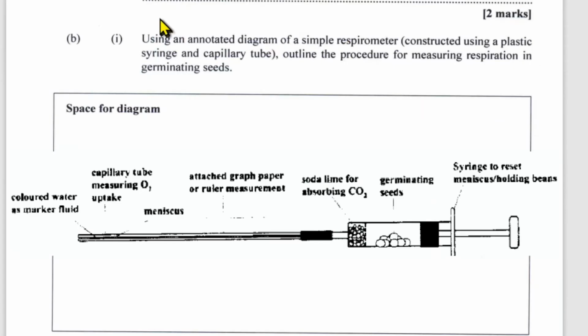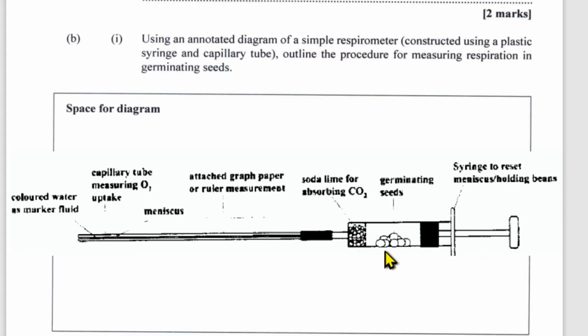So let's look at B1. Using an annotated diagram of a simple respirometer constructed from a plastic syringe and capillary tube, outline the procedure for measuring respiration in germinating seeds. This is our setup of our apparatus here, and this is the plastic syringe that you're seeing here. Inside the plastic syringe, we have some germinating seeds. These germinating seeds are of course going to be exchanging oxygen for carbon dioxide, but we have soda lime for absorbing the carbon dioxide, so it doesn't really affect the experiment too much.